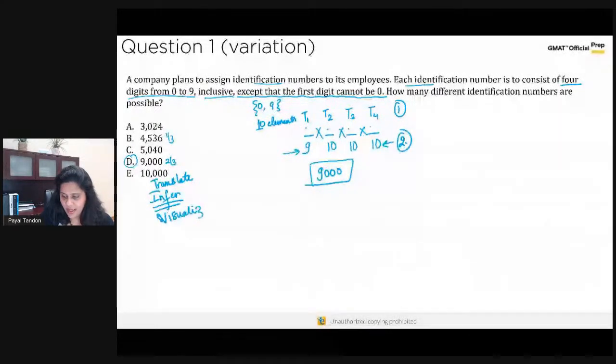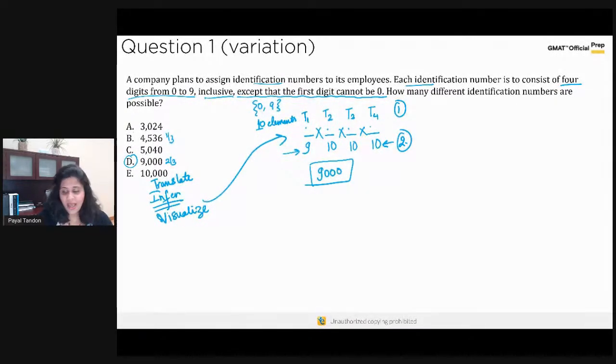What you've done here is that there are 4 spaces, and you identified what the options are for each of the spaces. That's your visualization. So there are 3 process skills that you've applied. The 4th process skill over here is that you've applied the constraint. What's the constraint over here? The constraint is that the first digit cannot be 0. From there, you get to the fact that this one only has 9 options and you get to 9,000.